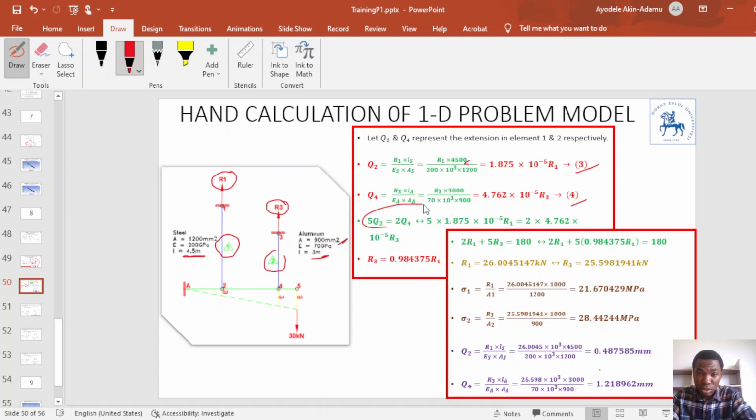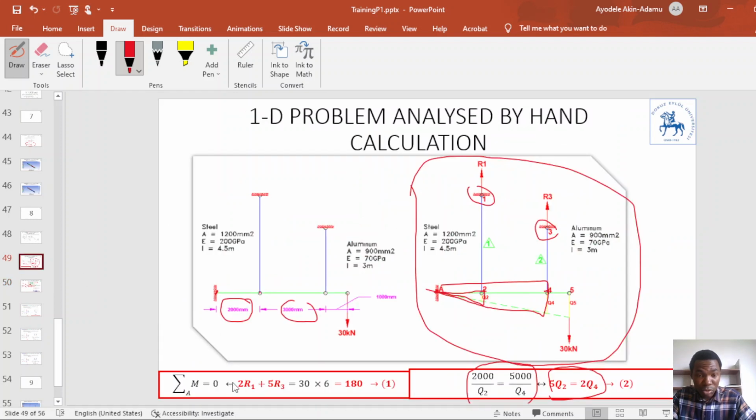This equation, which we got in the previous slide, our compatibility equation, we can substitute Q2, Q4 in equation 2, which is this equation. So if we substitute it, we will get this force relation: R3 equals 0.984375 R1. So we now have two force equations, this equation here and our equation 1 in the previous slide.